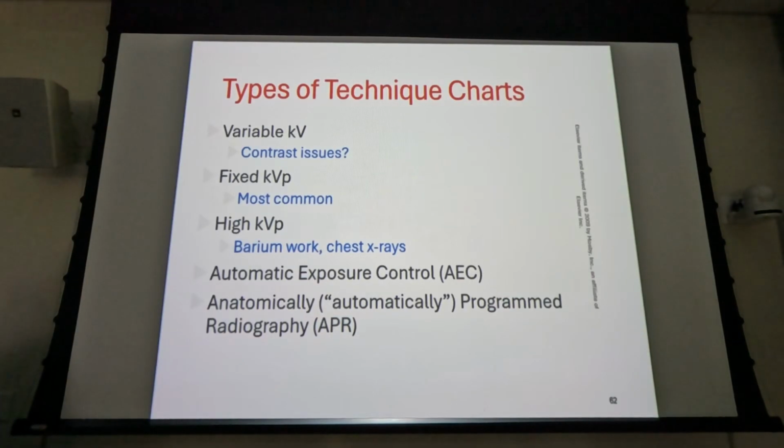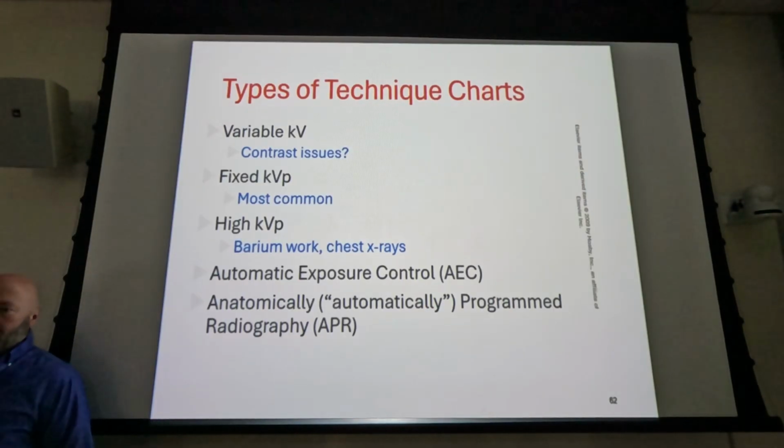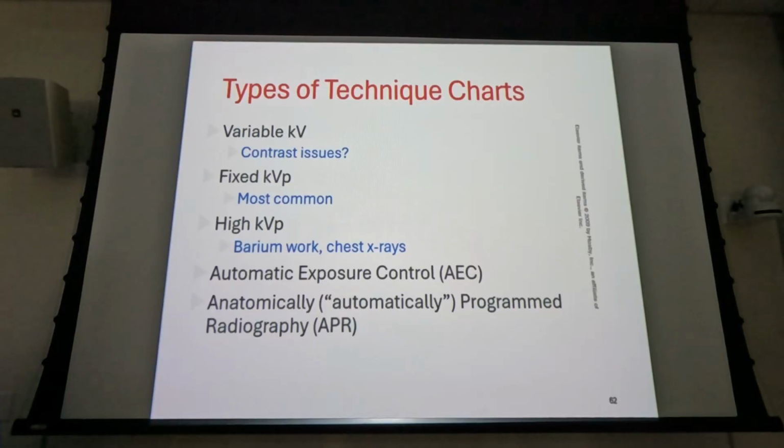So what we have then are variable kVp charts, fixed kVp charts, high kVp charts, automatic exposure control, which really plays into all of those unless you're doing a tabletop technique, and then you've got your anatomically programmed radiography. So variable kVp suggests just that. And I've got underneath that contrast issues with a question mark.